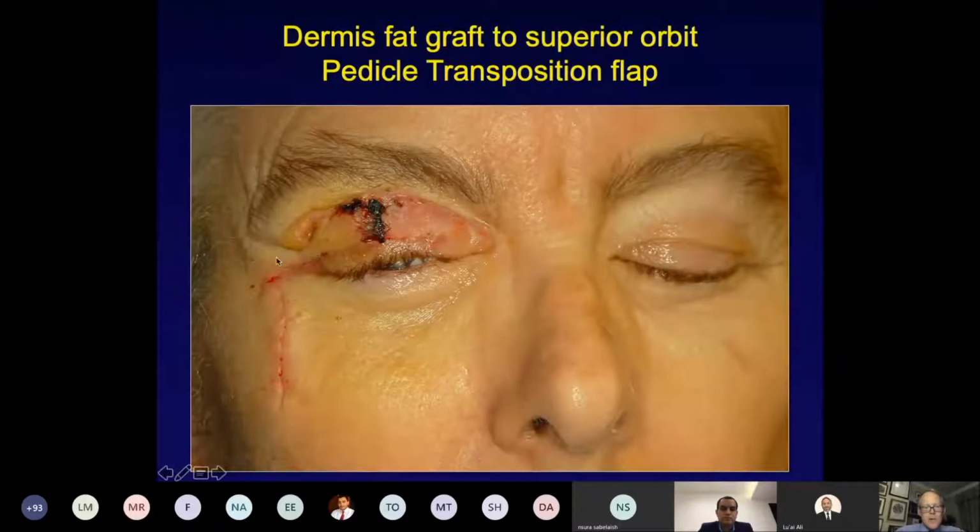So what we did is we did a pedicle flap, and we brought up a pedicle flap as far as we could here, and I think we even put a skin graft in here, and she wasn't quite closing the eye, but she was a lot better than when we started. So that was an unusual cause for lid retraction.